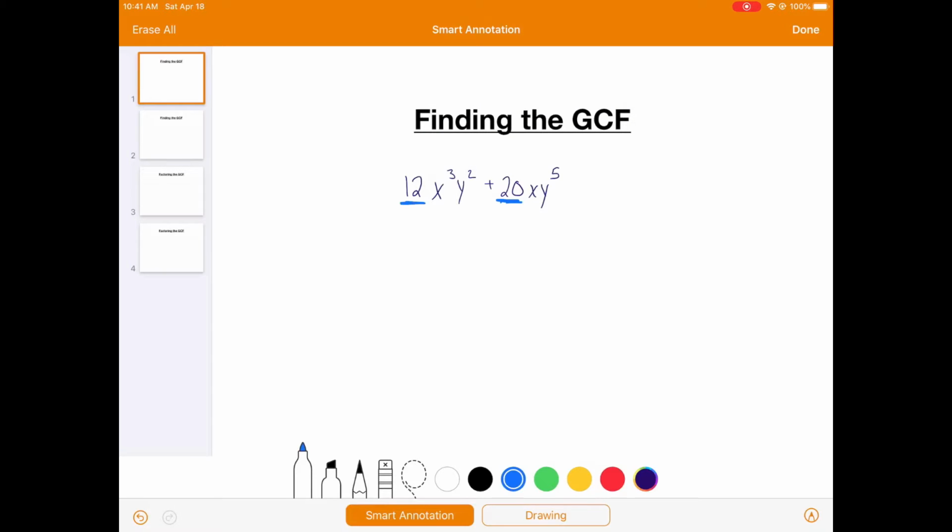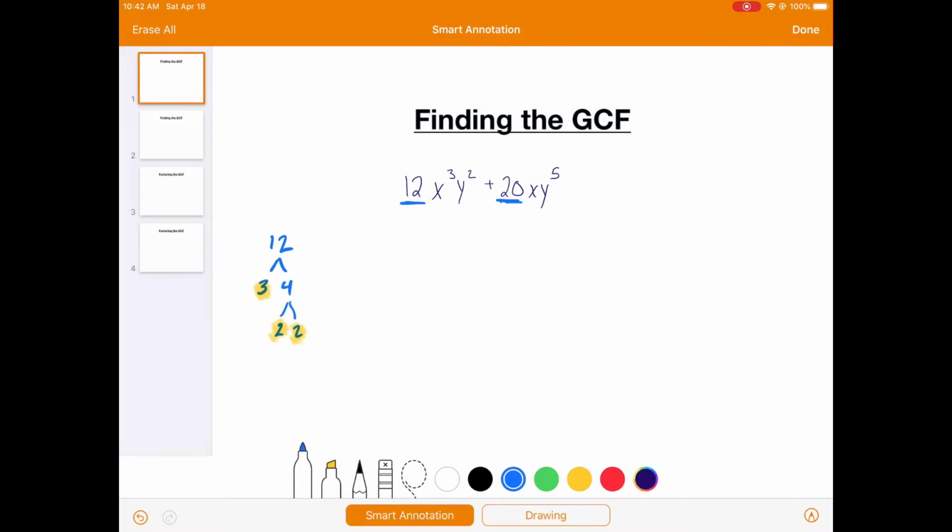So the prime numbers. Remember, a prime number is something that can't be divided by anything other than 1 and itself. So we'll start with our 12. 12 is a product of 3 times 4. And then 4 is not a prime number. We can break it down further. So 4 is a product of 2 times 2. And then we have all prime numbers at the bottom. So we have 3, 2, and 2.